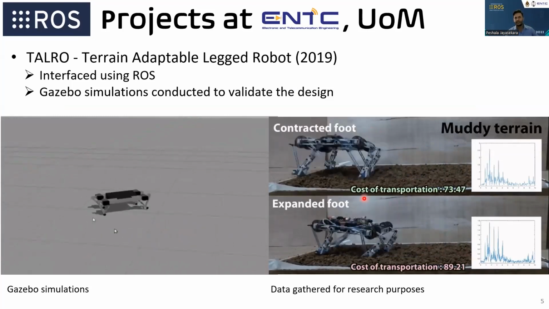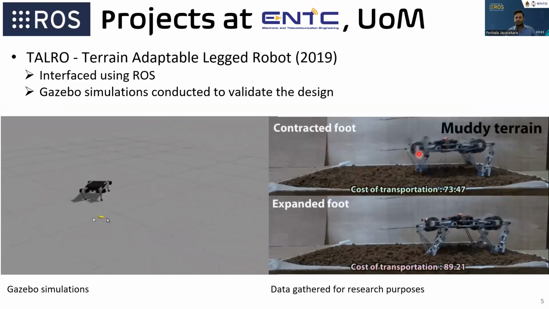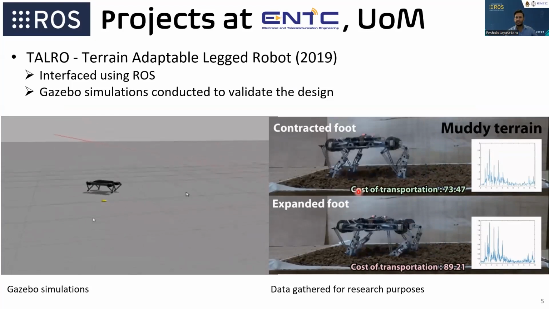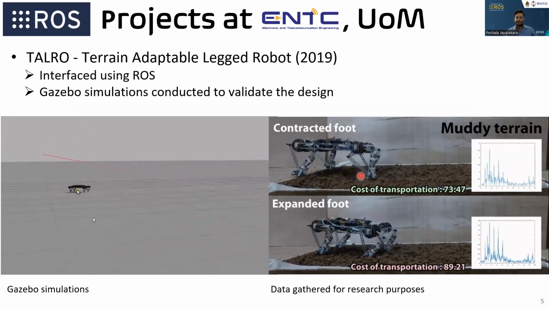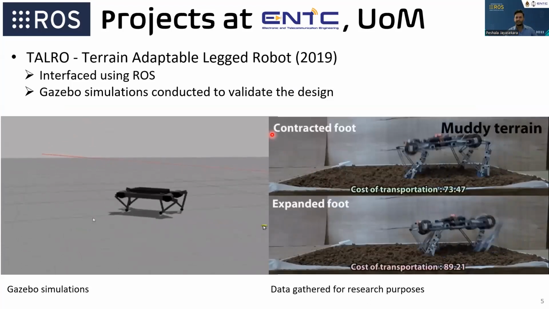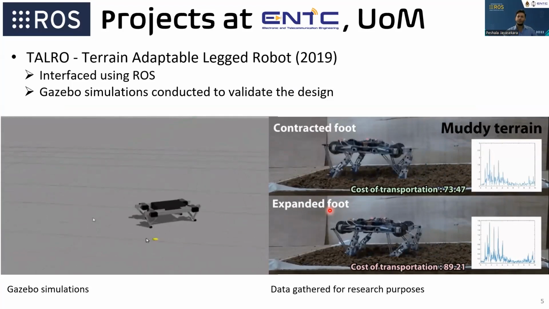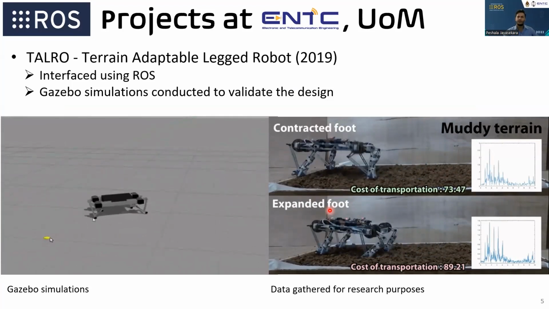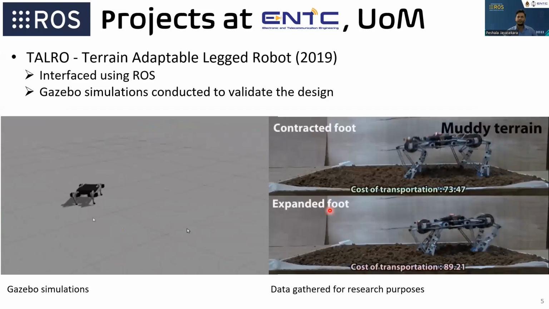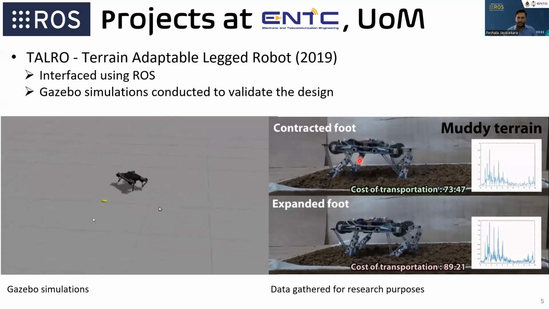On the right-hand side, what you can see is we are computing the cost of transportation for different configurations. In the leg, there were some configurations that we tested for the foot, like a contracted foot and an expanded foot. Maybe you have seen mountain goats that move on steep hills. They have different ways of doing it, so with that inspiration, we wanted to test that one.